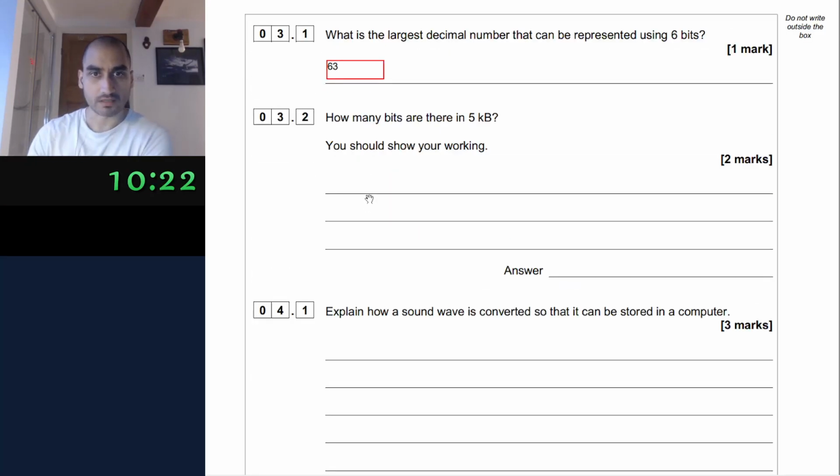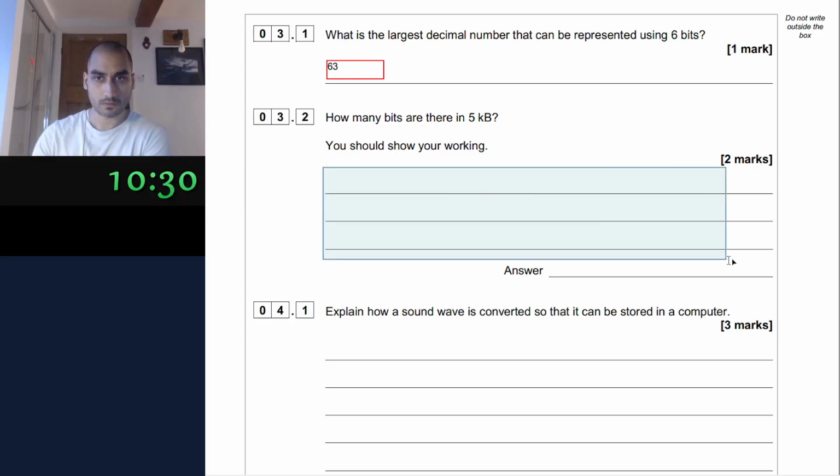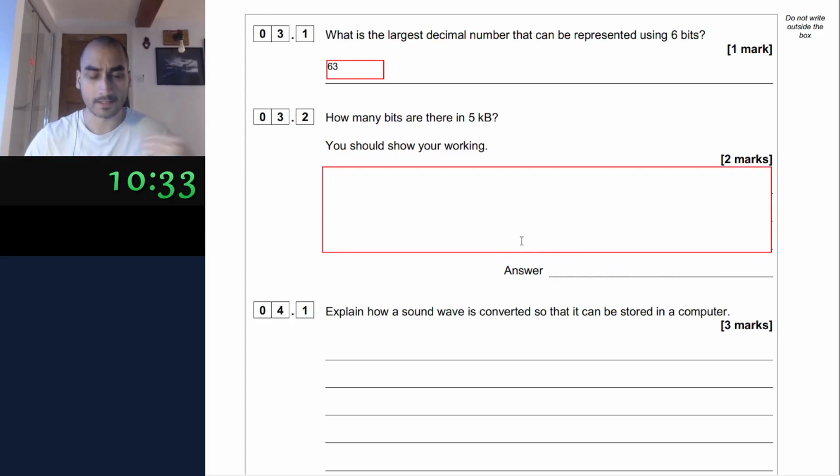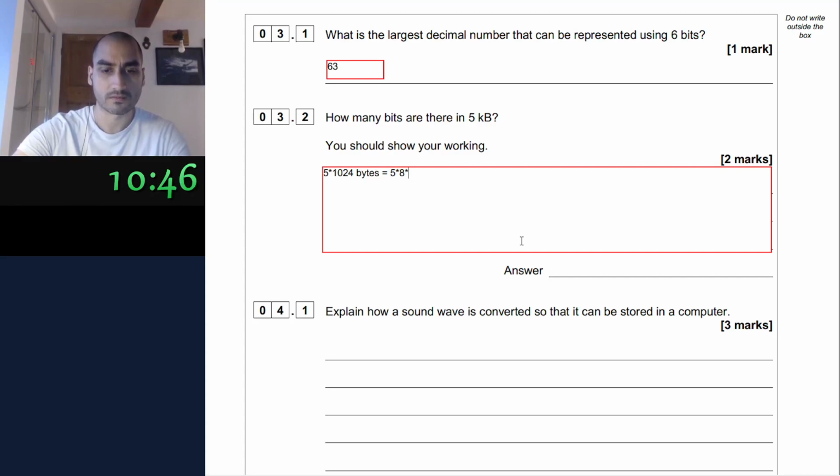How many bits are there in 5 kilobytes? Okay. So it's going to be 5 times 1024 bytes, which equals 5 times 8 times 1024 bits.